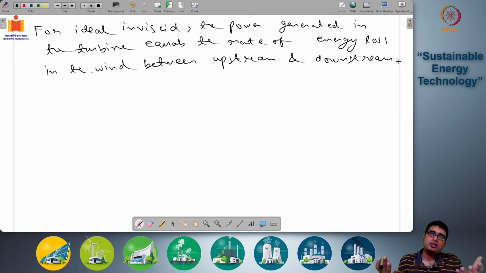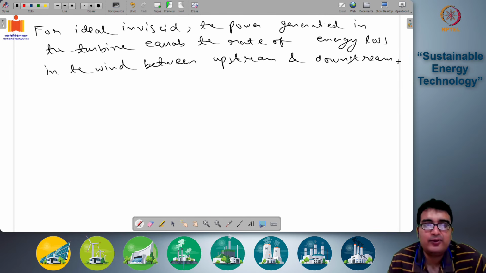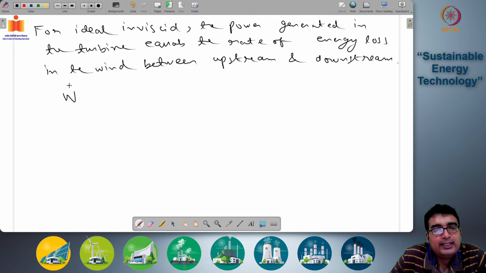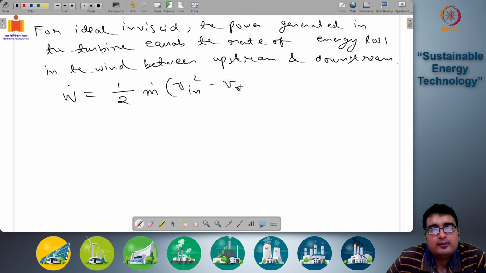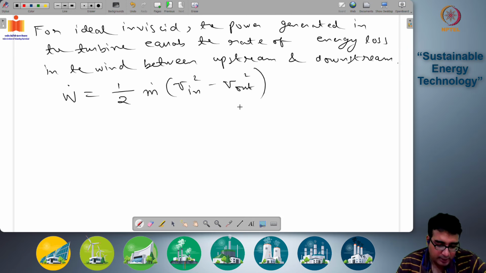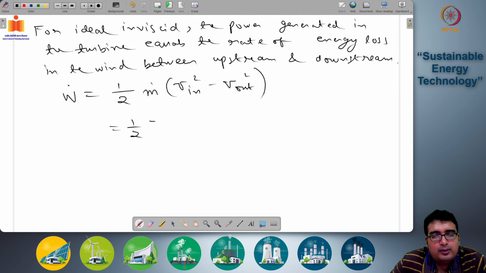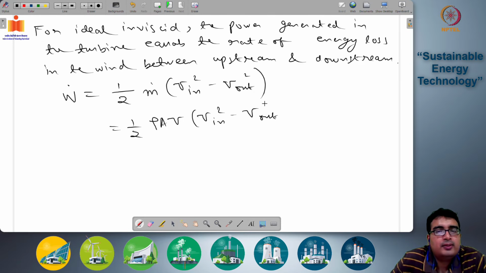And what is the energy lost by the wind? It is the change in the kinetic energy between the upstream and the downstream of the flowing wind. That change in the kinetic energy is the energy that is being transferred to the wind turbine and is coming out as the power generated under ideal frictionless conditions. So this W dot must be equal to half m dot V in square minus V out square, the change in kinetic energy. That is half rho A V, V in square minus V out square.